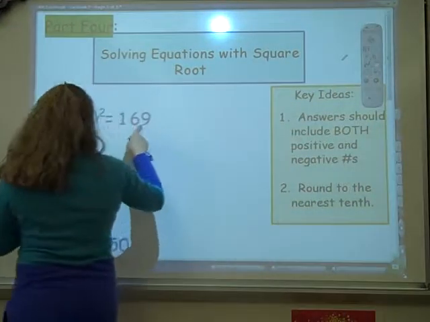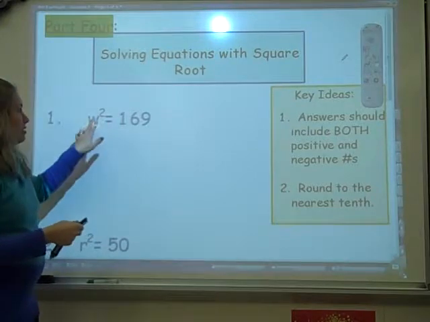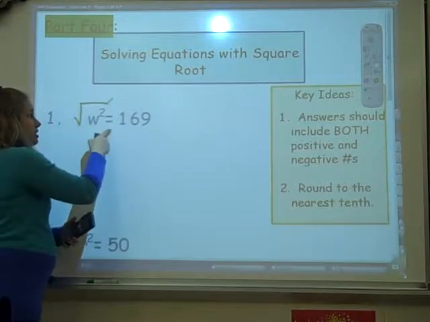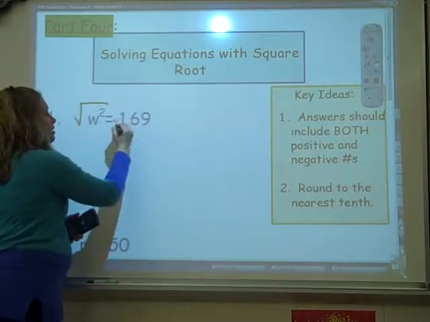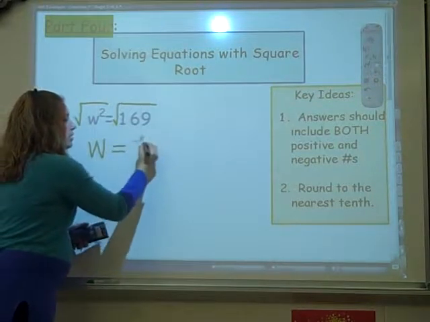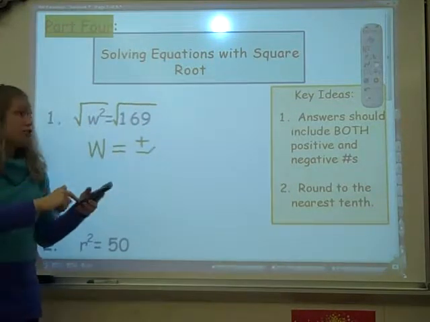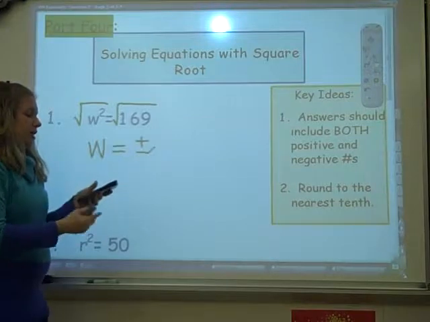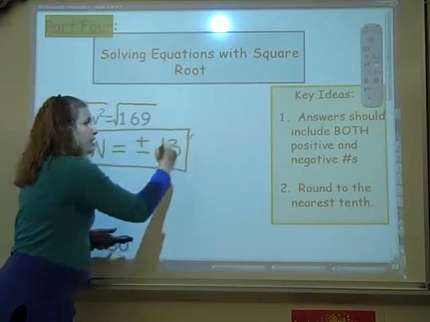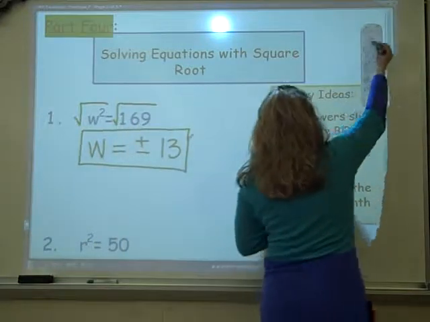When you solve an equation, I want to know what the variable equals. Well, this is w squared. To undo squared, we talked about you take the square root. So we're going to do the square root. If you do it to one side of the equal sign, you should do it to the other. Take the square root on both sides. You get w equals, and I'm going to write a plus or minus symbol here because we have to include both answers, because both of them will work in that equation. The square root of 169 is 13. And that's all you do to solve that problem. If it's just a single variable squared, you take the square root to both sides.